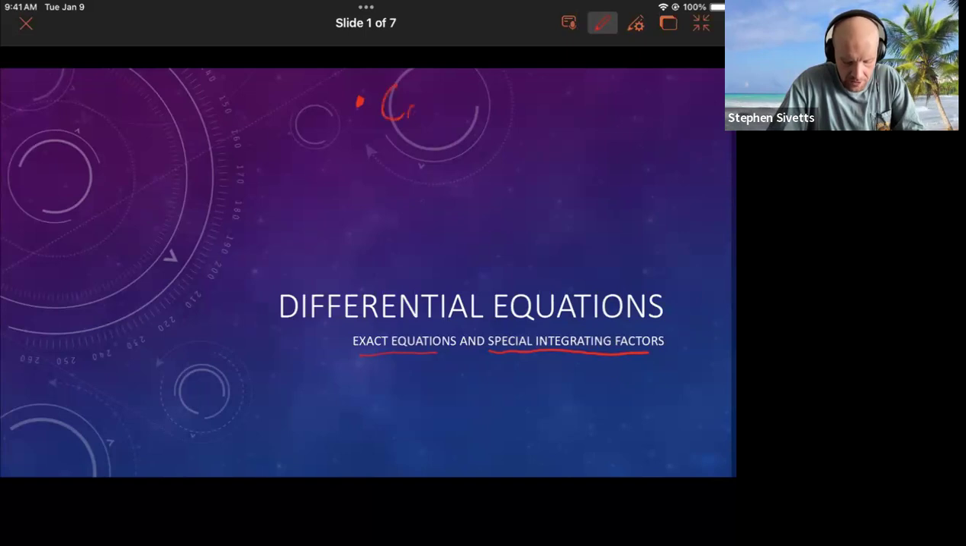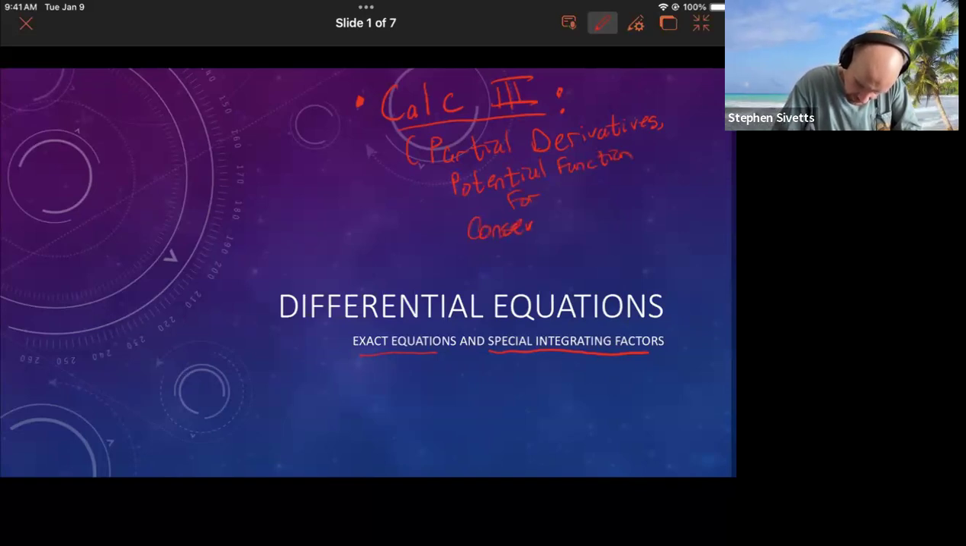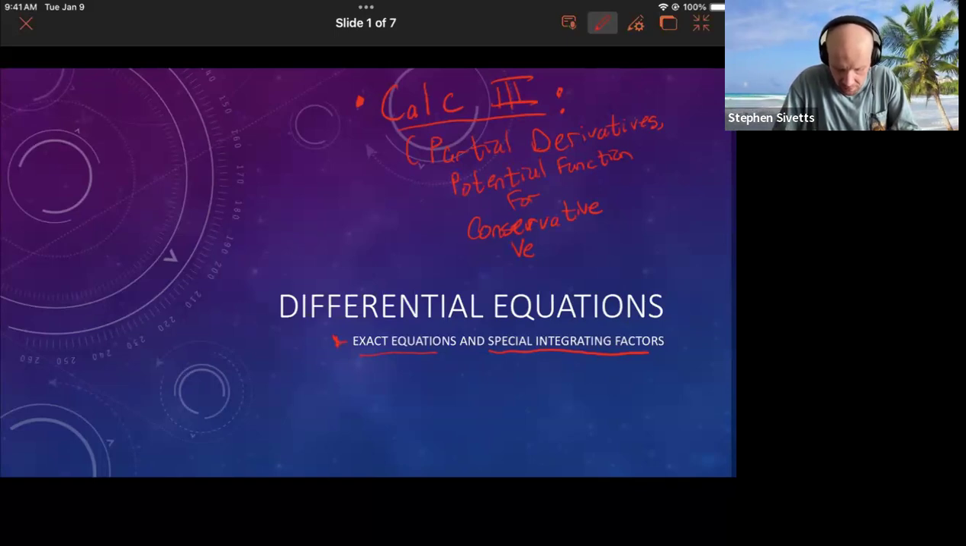a little bit of background on Calc 3 material. I would say just looking at, I guess, partial derivatives and looking how to find a potential function for what's called a conservative vector field. The methodology behind figuring out a potential function will be similar to solving for a general solution for an exact differential equation, right?